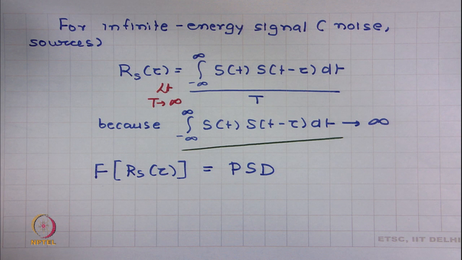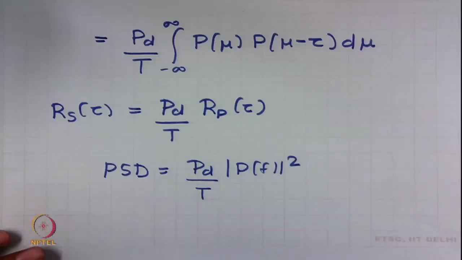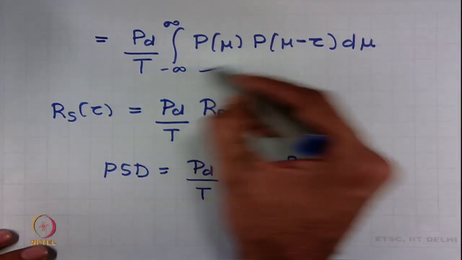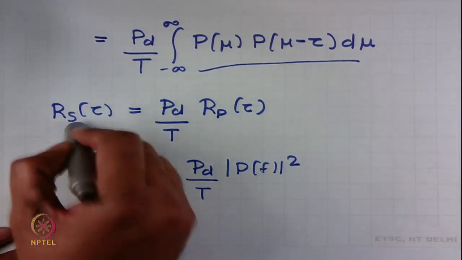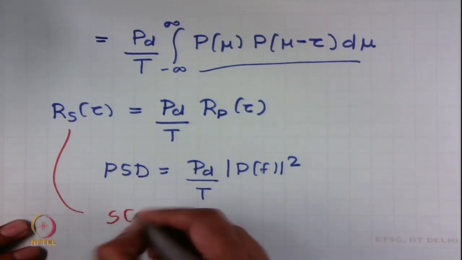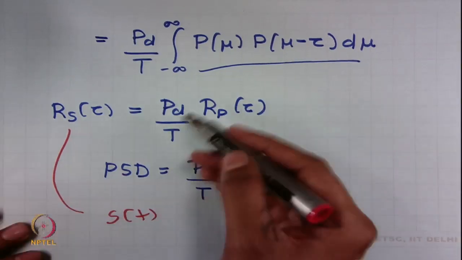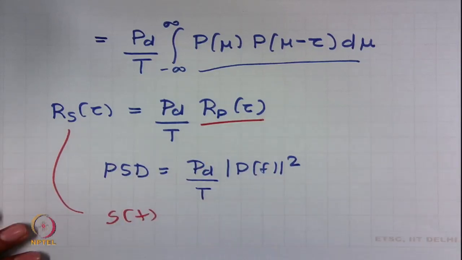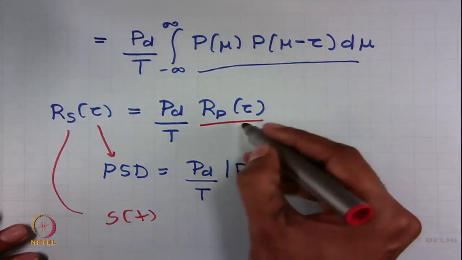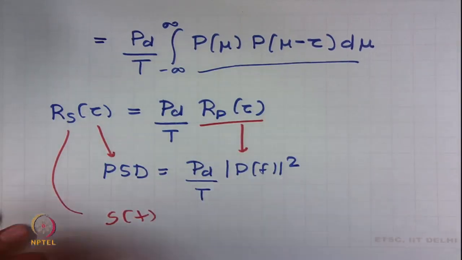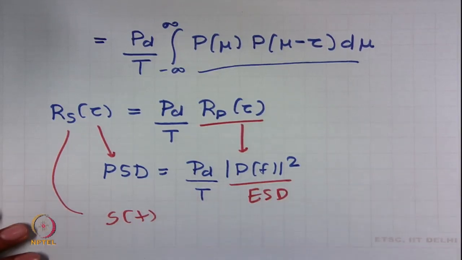Having understood this, let us come back to the result that we were trying to derive. What we have got now is this expression, and what is this? This is nothing but the autocorrelation function of the pulse. So, finally, what we have got is the autocorrelation function of s(t), where s(t) is a cyclostationary random process, given by P D by T times the autocorrelation function of the pulse train. Now, because this s(t) has infinite energy, the Fourier transform of this autocorrelation function will give us power spectral density, whereas the Fourier transform of this autocorrelation function will give the energy spectral density. So, remember this is the energy spectral density of the pulse p(t).